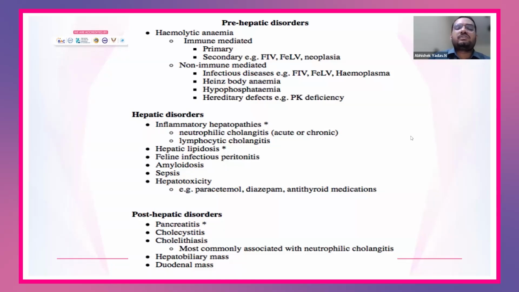Then with the post-hepatic disorders, there is an obstruction to the secretion of conjugated bilirubin into the intestine. This can start from any mass lesions in and around the pancreas, cholecystitis, cholelithiasis, or any duodenal masses.